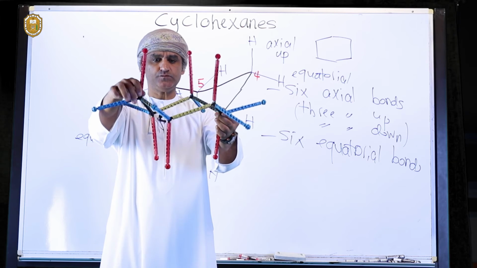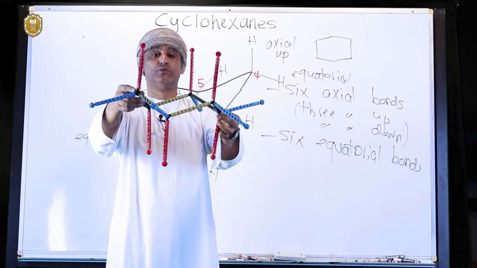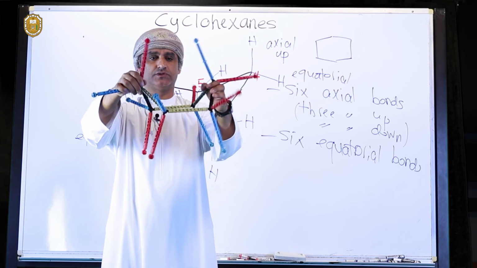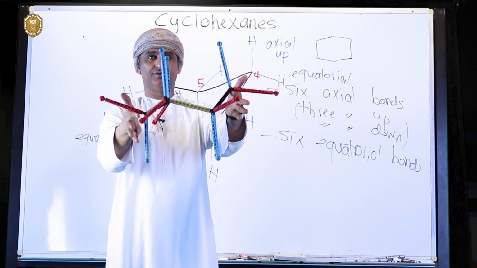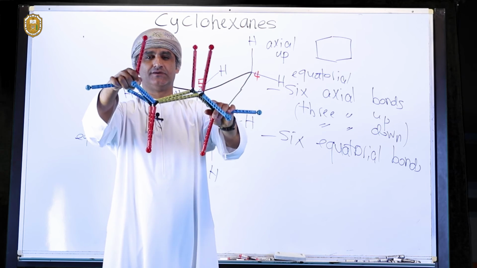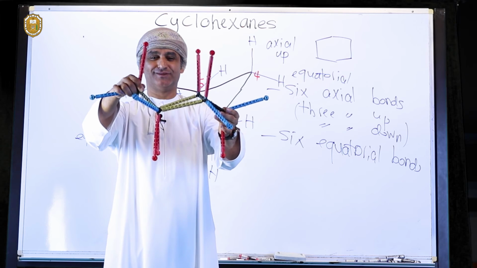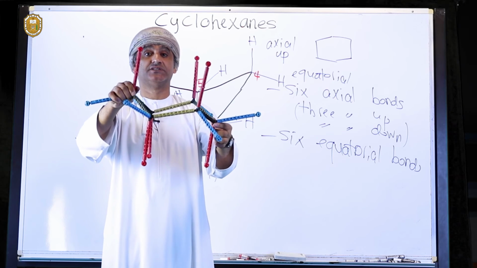And again, this is one chair. Remember, the red ones are axial, blue ones are equatorial. We go to the boat and the other chair, and now the blue ones are axial, the red ones are equatorial. Okay, so these are the conformations of cyclohexane.